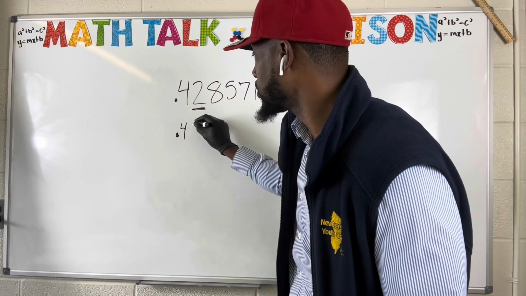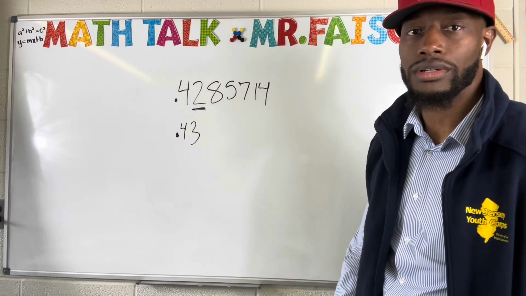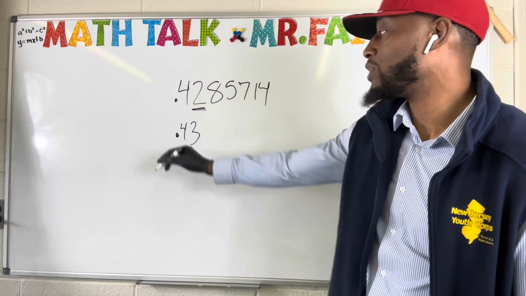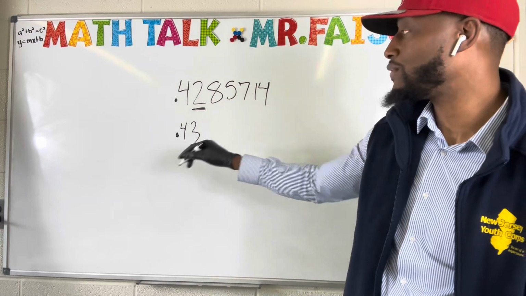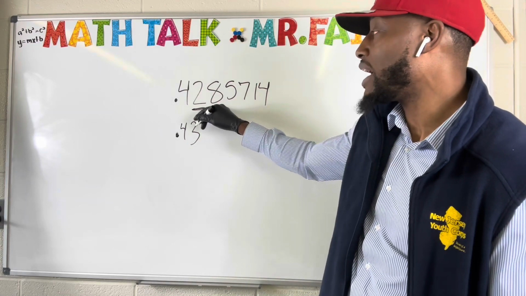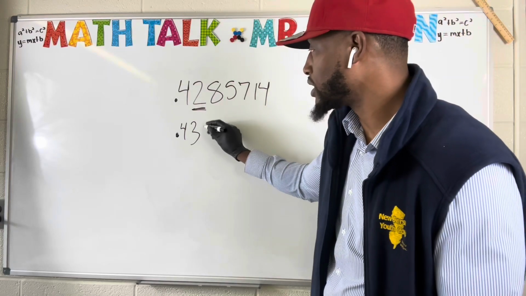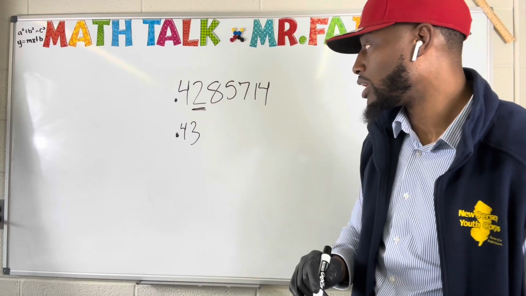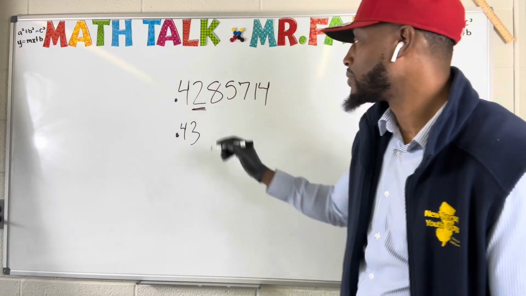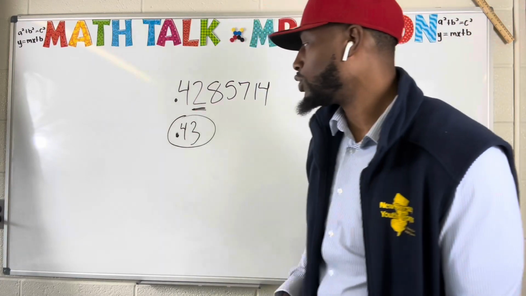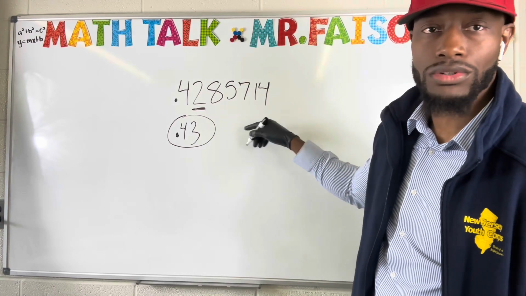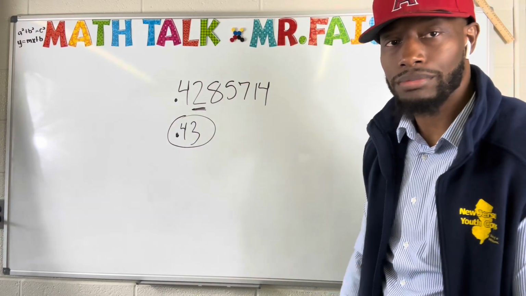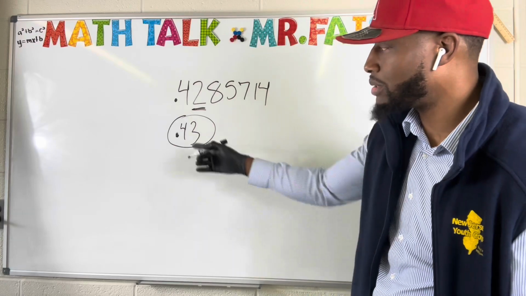We got 0.43. Everything behind this becomes zeros. So it's an infinite amount of zeros. It goes on and on and on. So if you put 0.43000, that would still be correct. But you don't even got to do that. Don't stress yourself out. Just put 0.43.